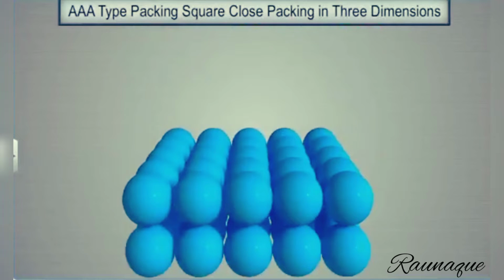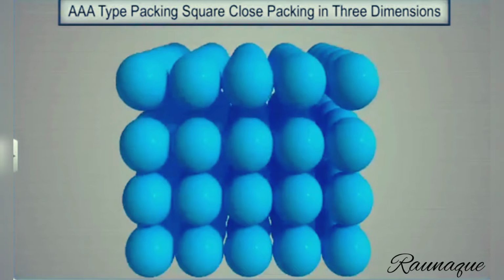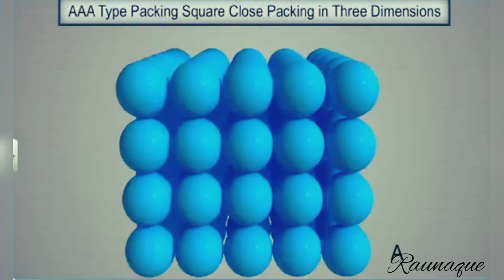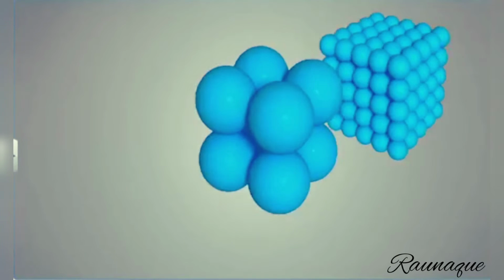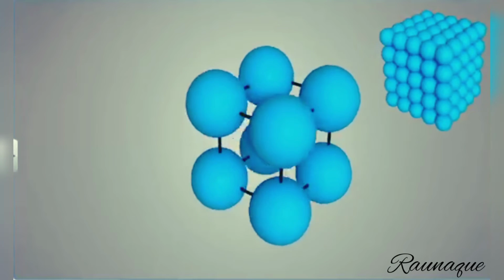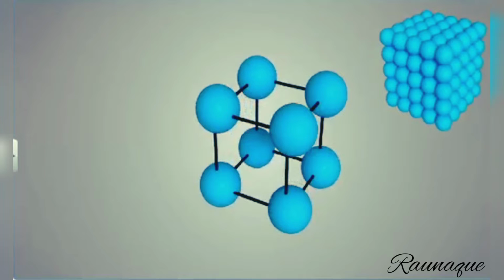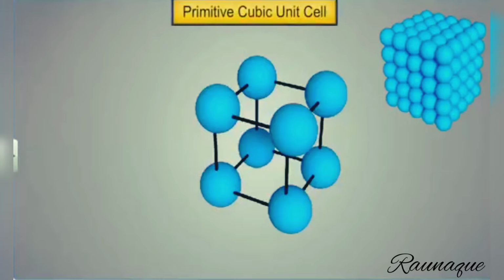If the arrangement of spheres in the first layer is considered to be of A-type, then the arrangement of spheres in the subsequent layers is also of A-type. This 3-dimensional arrangement is referred to as AAA-type packing. If you look carefully, you will find that this arrangement has resulted in the formation of a simple cubic lattice. The unit cell of this lattice is a primitive cubic unit cell.